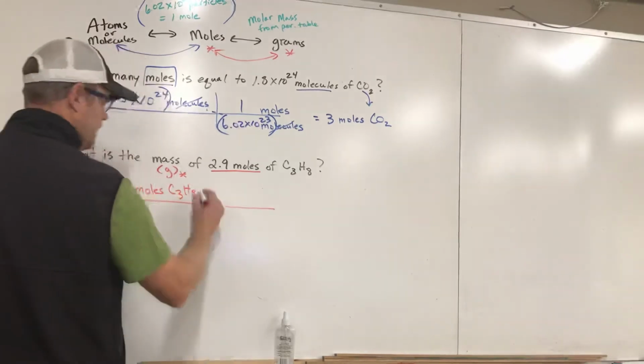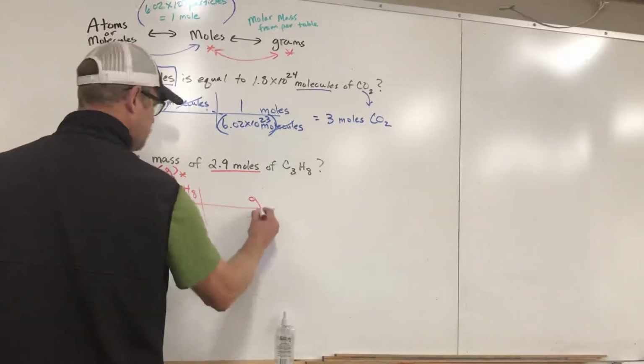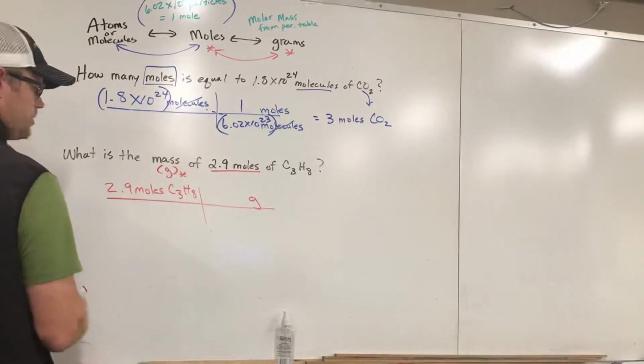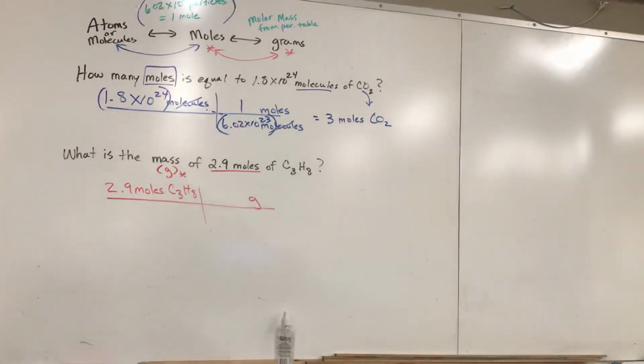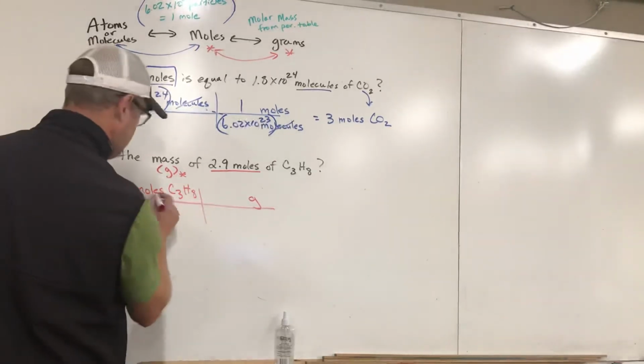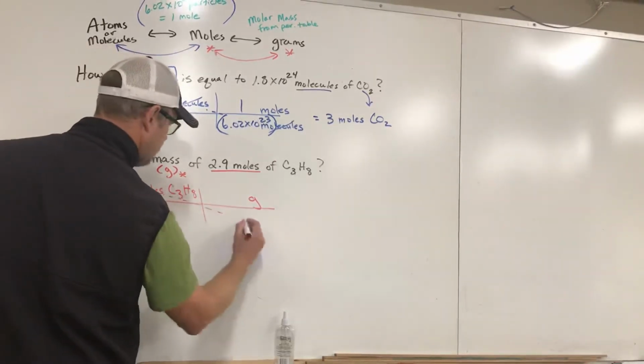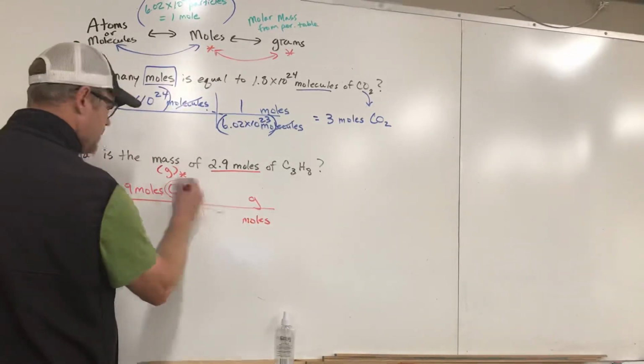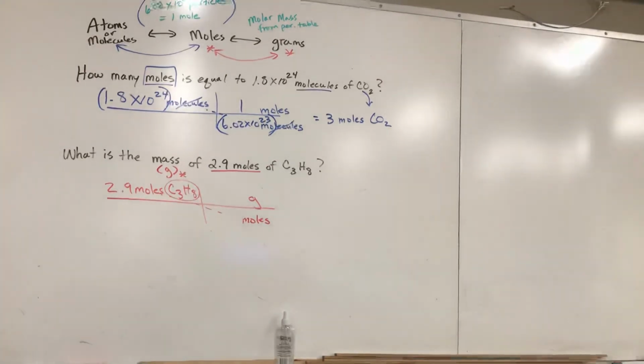I'm going to do a one-step conversion and try to turn that into grams. I want moles. I have moles. I want mass, which is grams. I've made all the decisions there are to make. I just got to fill in the blanks now. I know moles is going to go down here. So I take moles and put it down here. And I know it's C3H8 that I'm working with. 3 carbons, 8 hydrogens.